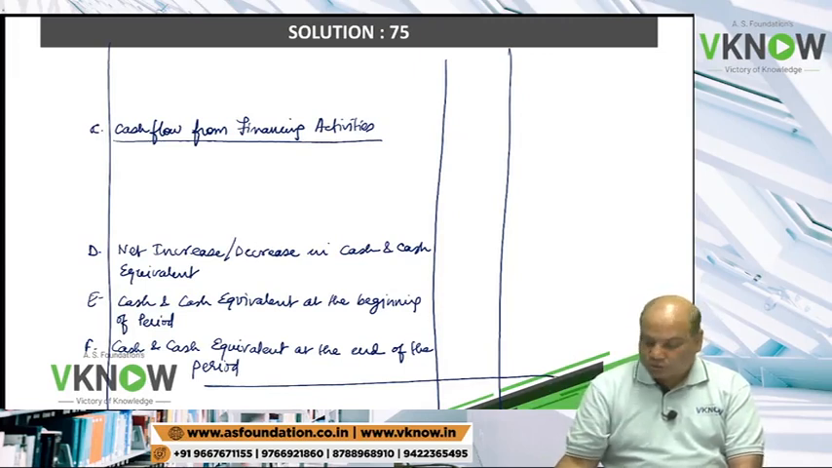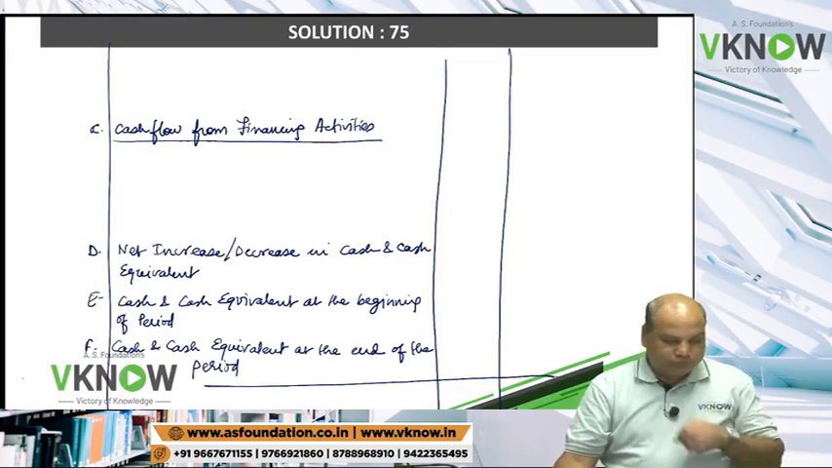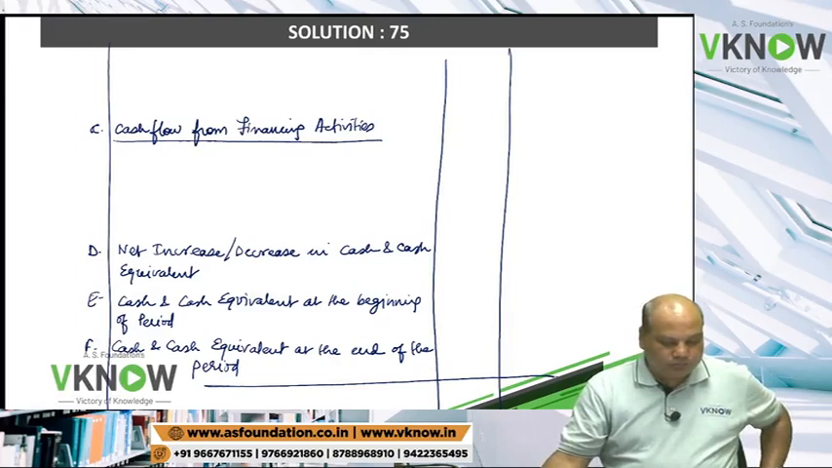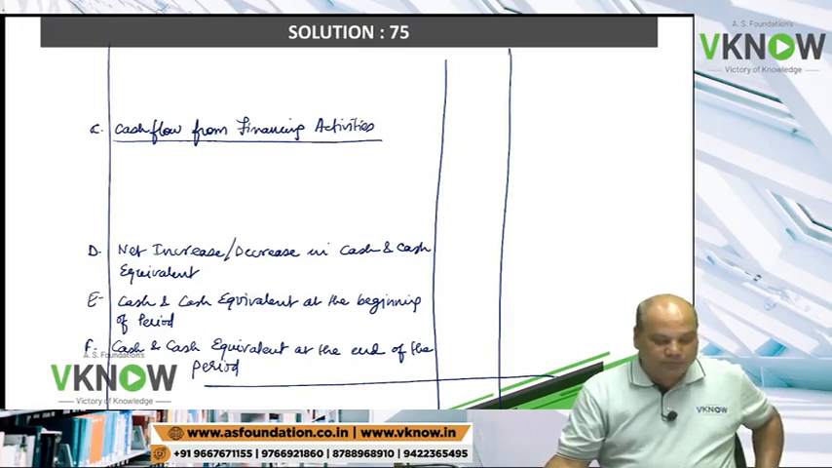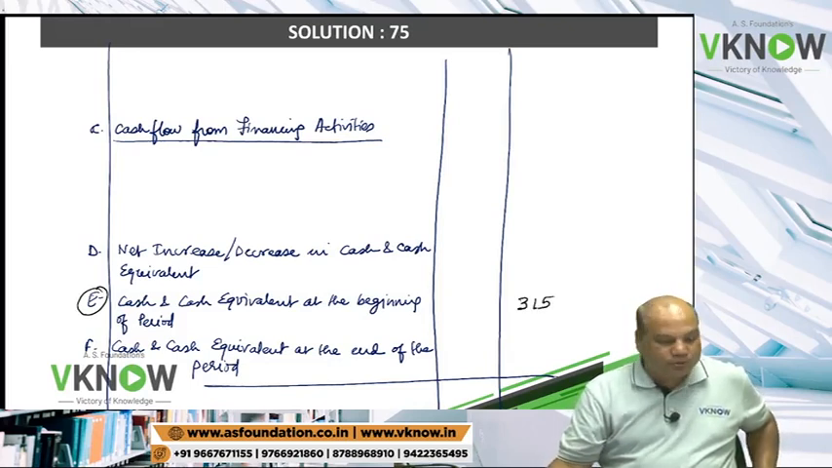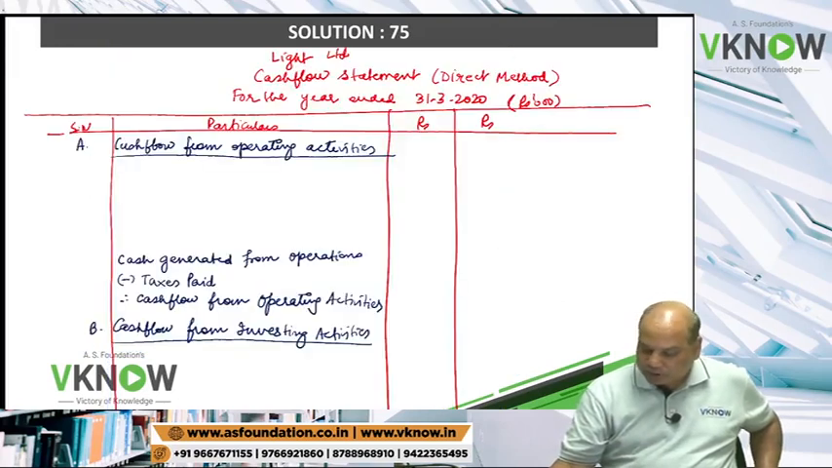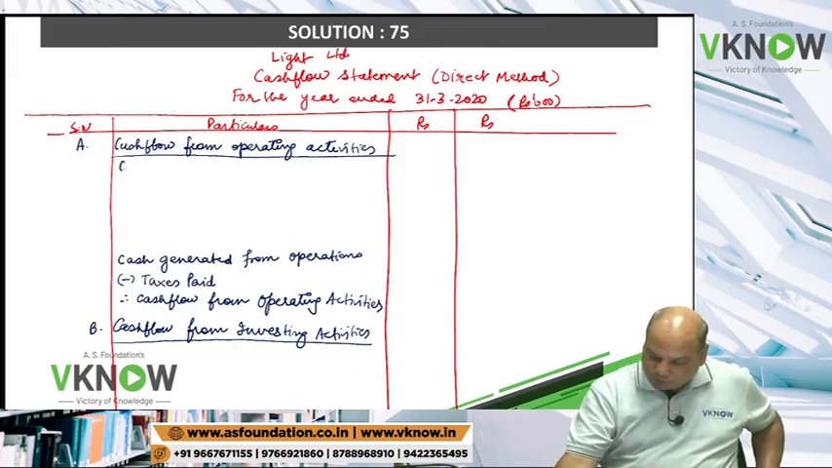So we are going to start this wonderful question from November 2020 RTP. Opening balance 315, point number E, opening balance 315 here. Receipt from customer is an operating activity. Right here, collection from customers.